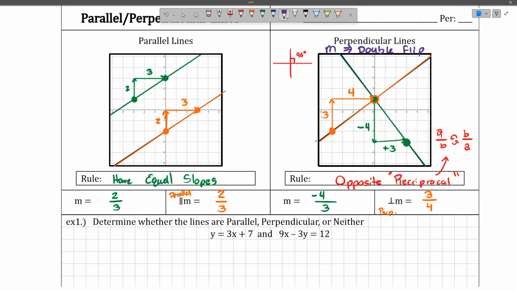Okay? All right. That's going to do it for this video. In the next video, we're going to compare equations and see if they're perpendicular or parallel.